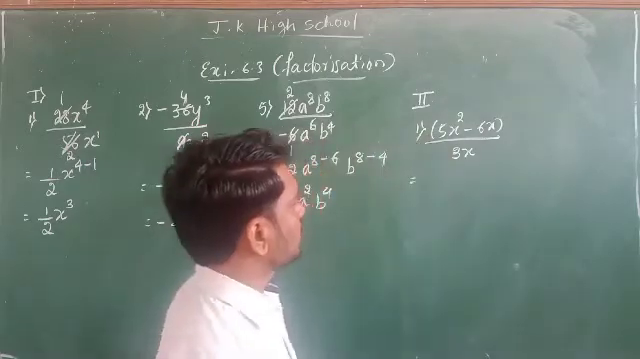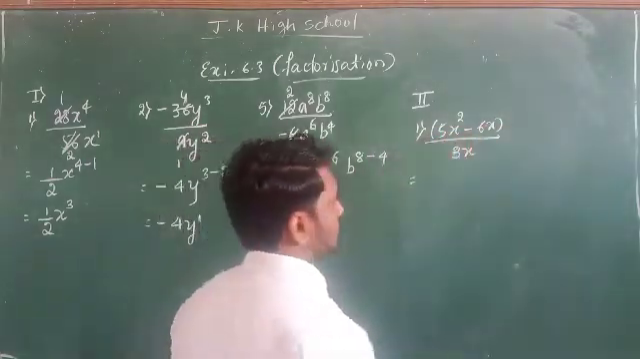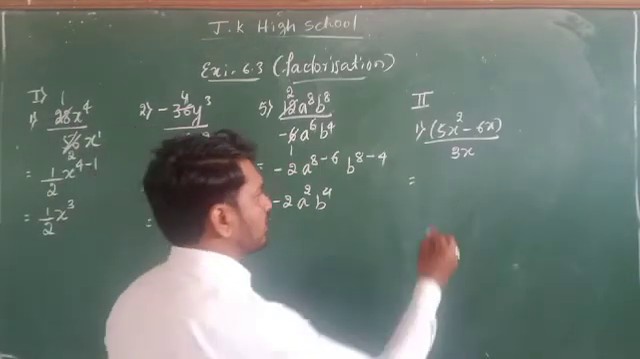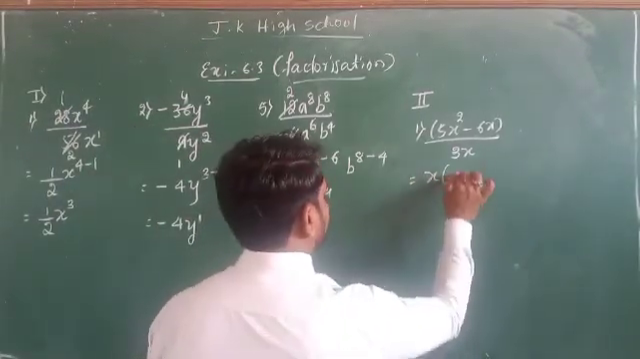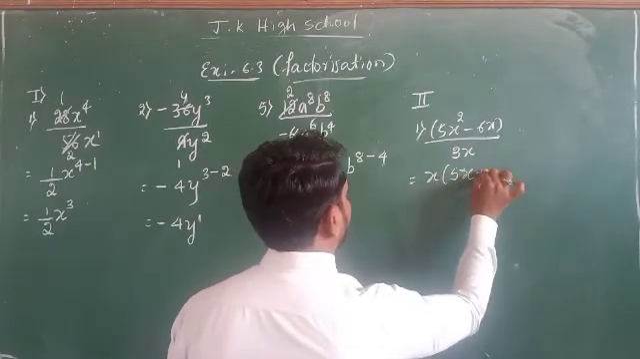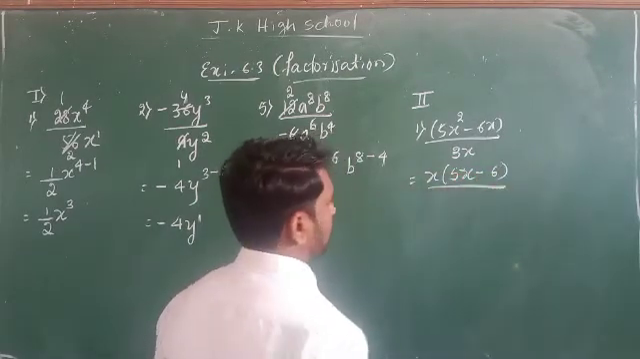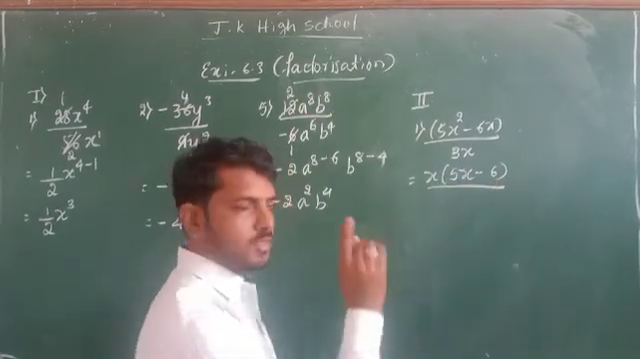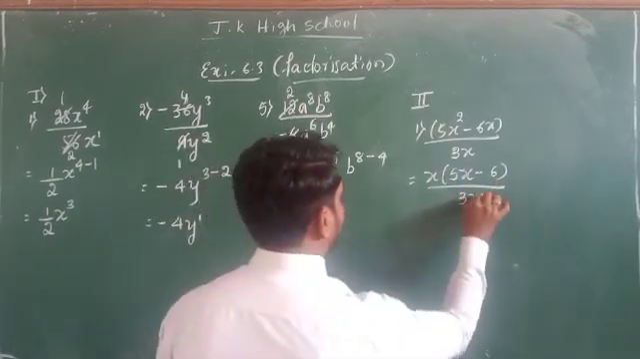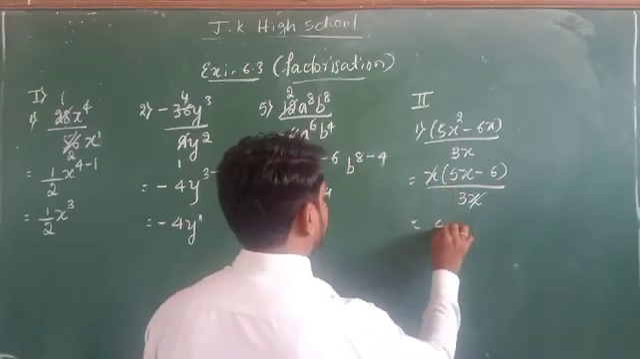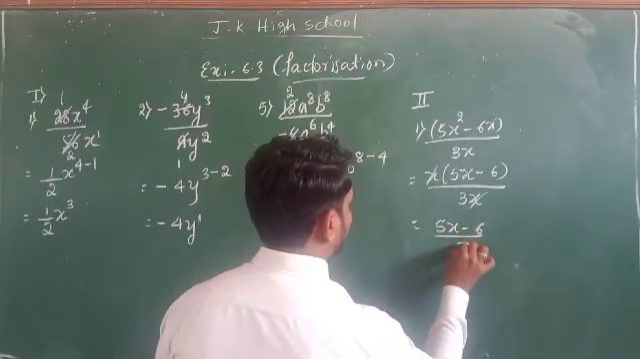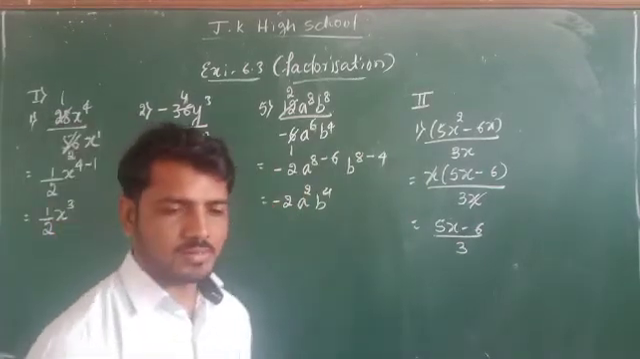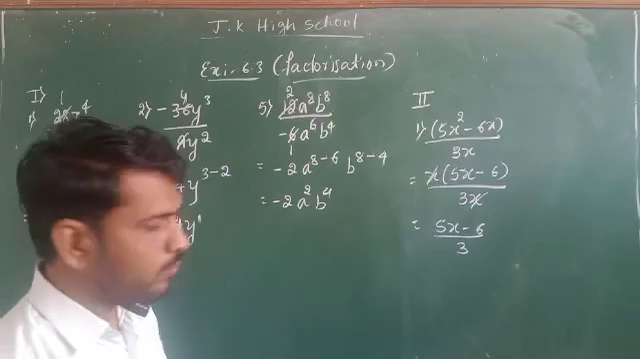How to take the common factors? 5x square minus 6x is there. Correct? What is the common factor here? Take x common. The remaining values are 5x minus 6, because in the 5 table 6 is not there, in the 6 table 5 is not there. Just keep them as it is, whole divided by 3x. x and x get cancelled. 5x minus 6 whole divided by 3. So this is your first answer. Okay, shall we go for question number 2?